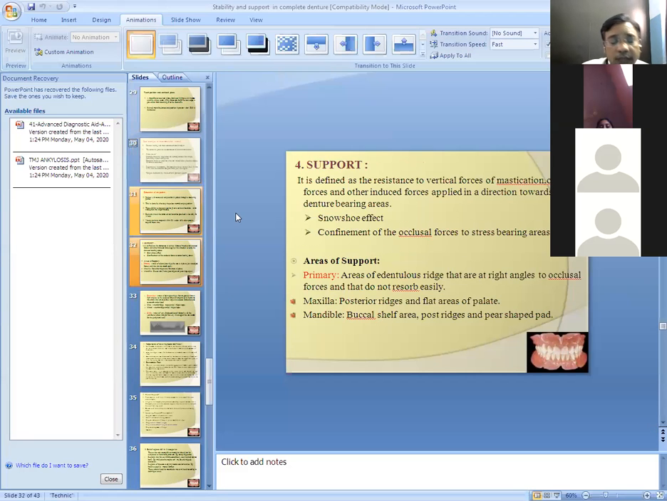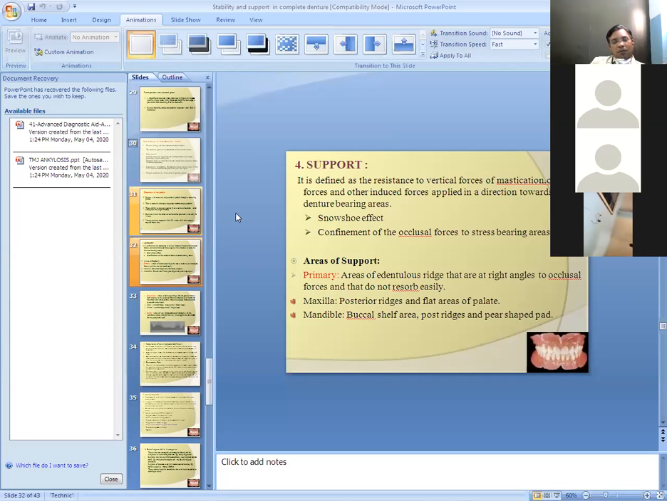Then our fourth factor that affects the principle or objective of our denture is support. Support means ground, you are taking support from the ground. Likewise in our oral cavity, the edentulous arch, upper and lower arch, is the supporting area of our denture. So what is support?